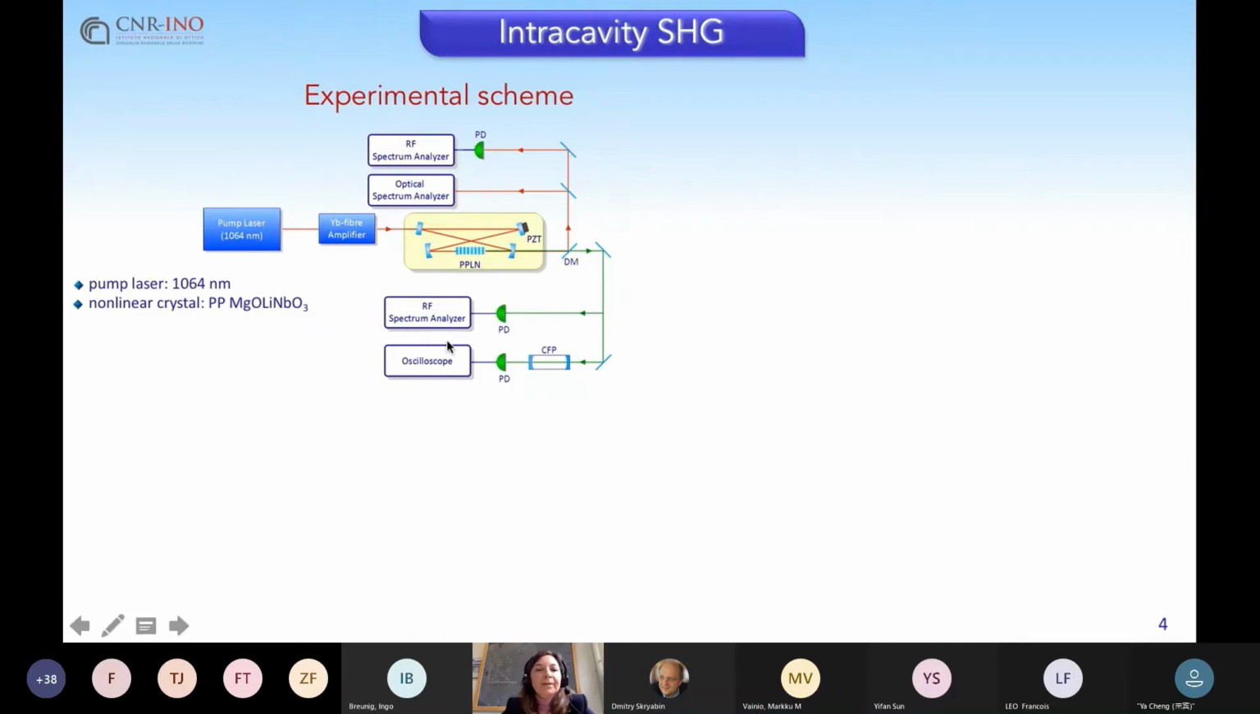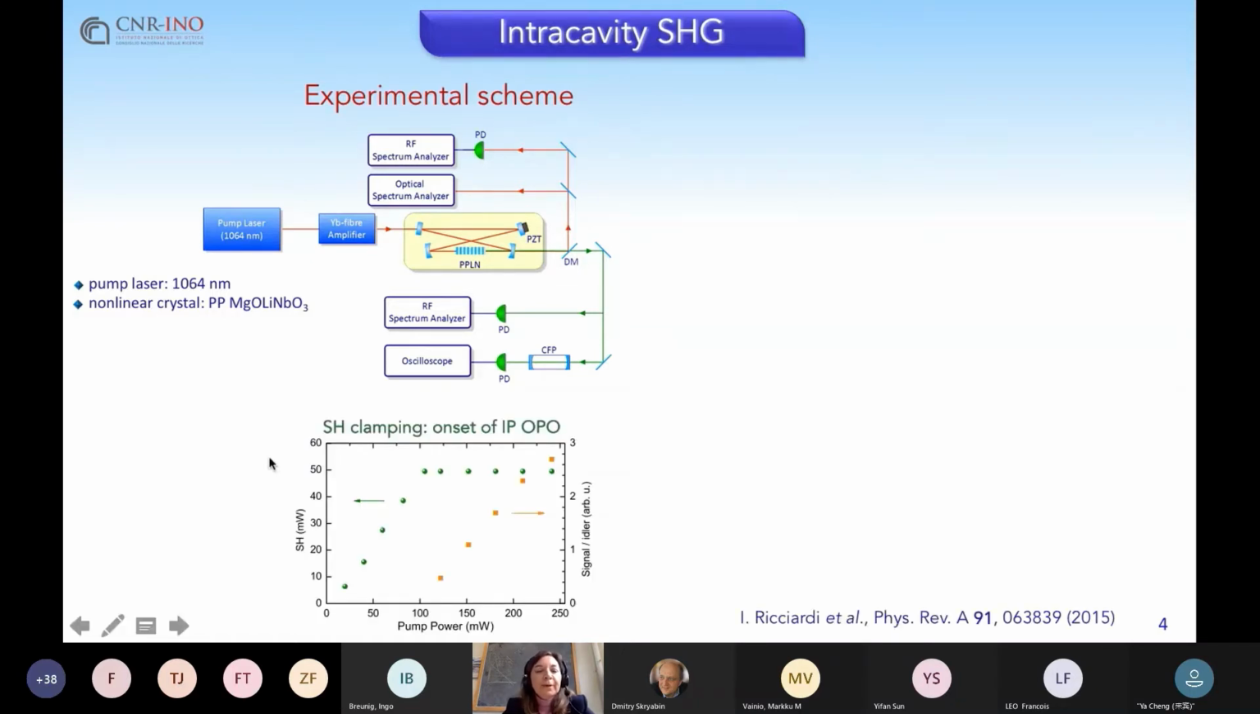Then we have different diagnostic systems to analyze the comb generated. There is a radio frequency spectrum analyzer and optical spectrum analyzers. So during second harmonic generation, we noticed that at a certain pump power, the second harmonic power clamped at a constant value, irrespective of the increasing pump power, and this happened because the second harmonic itself was pumping a cascading nonlinear process, and in particular an optical parametric oscillator.